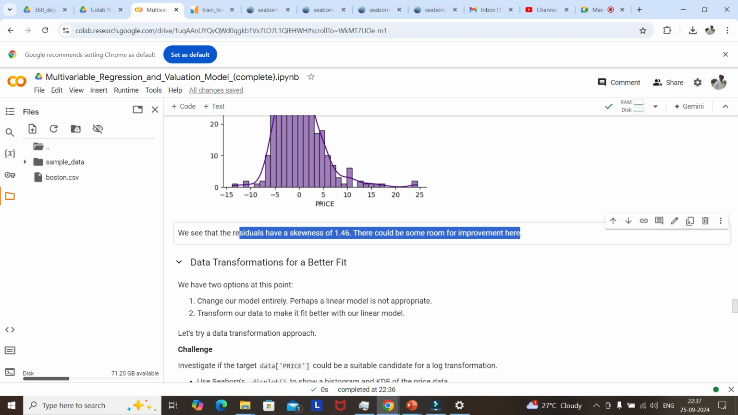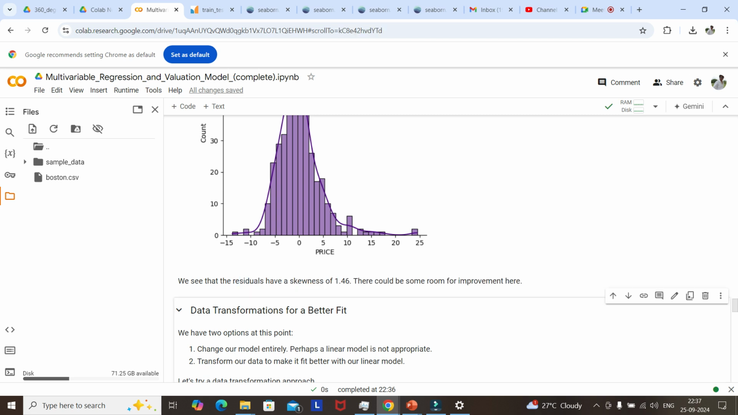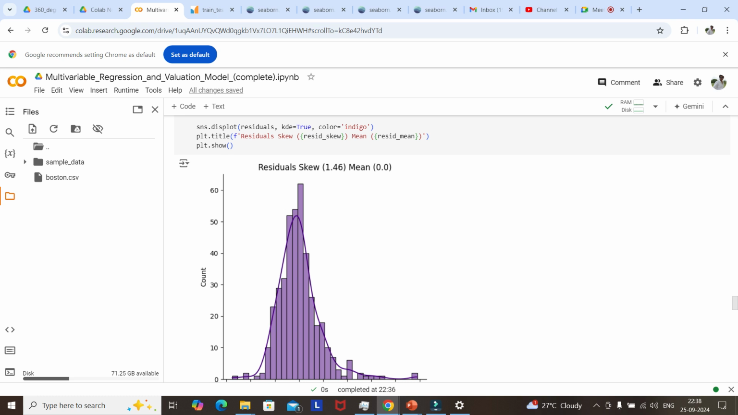We have two options. Either we change the linear model entirely, because there are multiple machine learning models and this might not be the best fit, since the skew is very high. We could change from linear regression to another model, for example logistic regression, or others like KNN and neural networks, which are very advanced machine learning models. Or we transform our data for a better fit. We will take the second approach for now, and tomorrow we will see how we can improve our skew so that it is near zero.